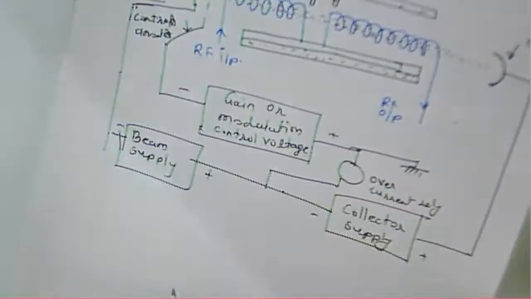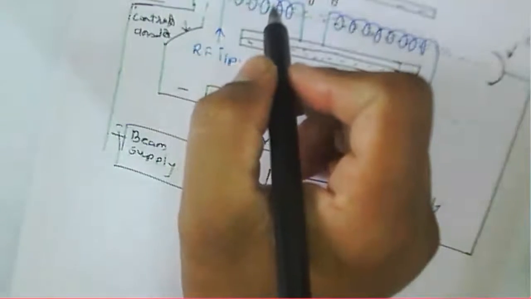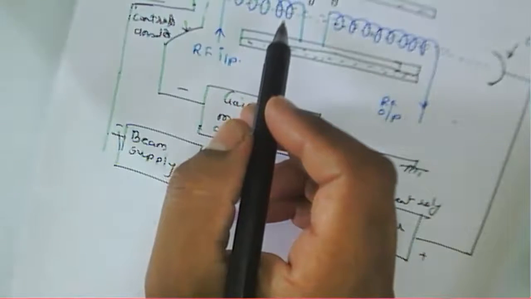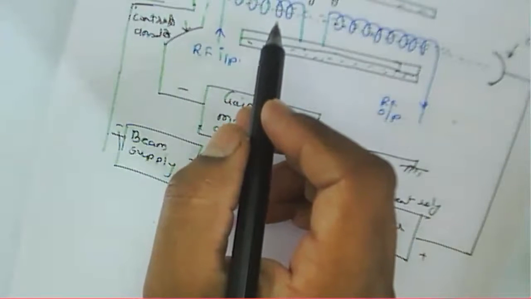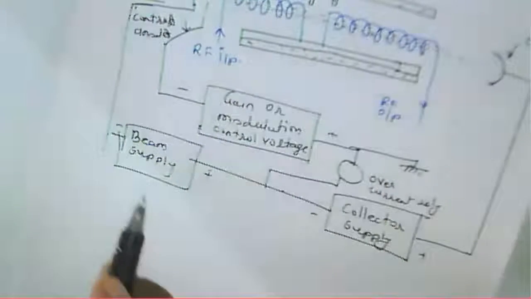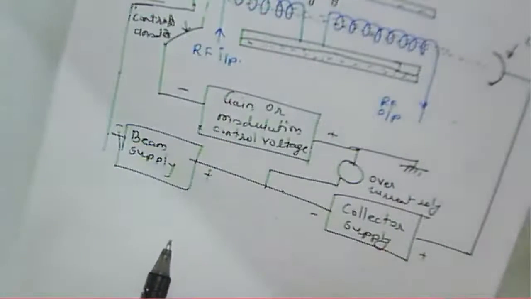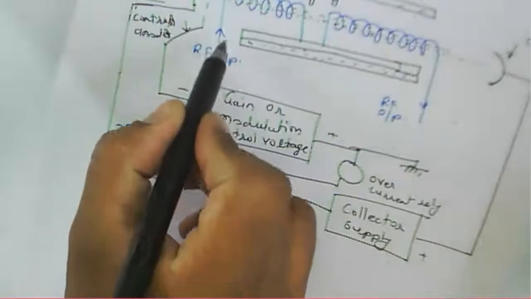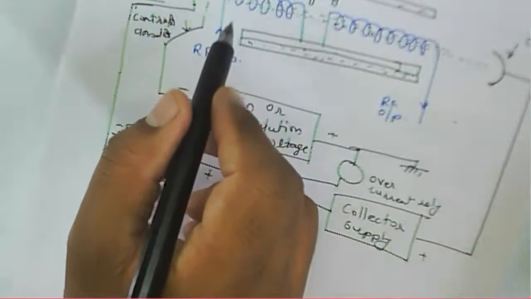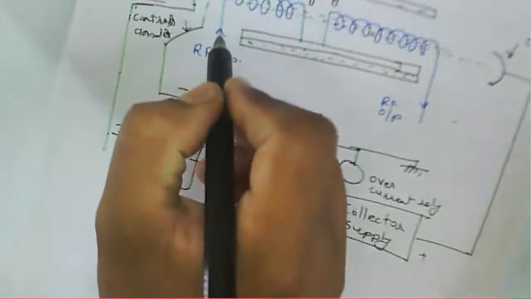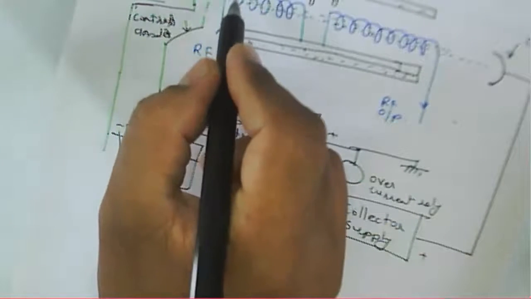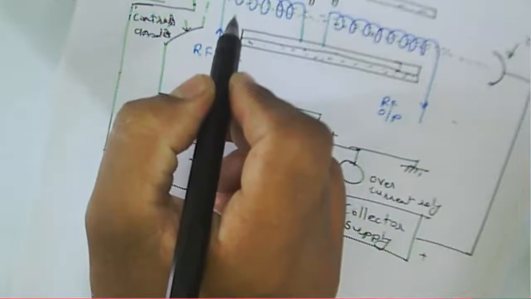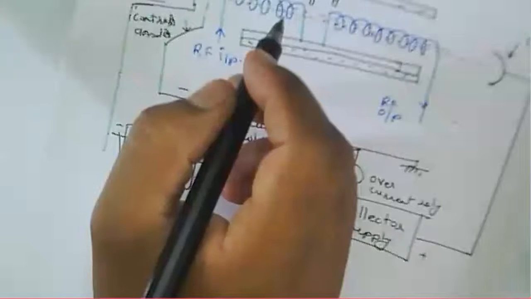Whatever this structure is, it is called a slow wave structure. The helix is nothing but a slow wave structure. Why is it called a slow wave structure? Because the electron beam is propagating through this, and the velocity of light is different. The RF signal propagating through the helix has a low velocity. That's why it is called a slow wave structure.